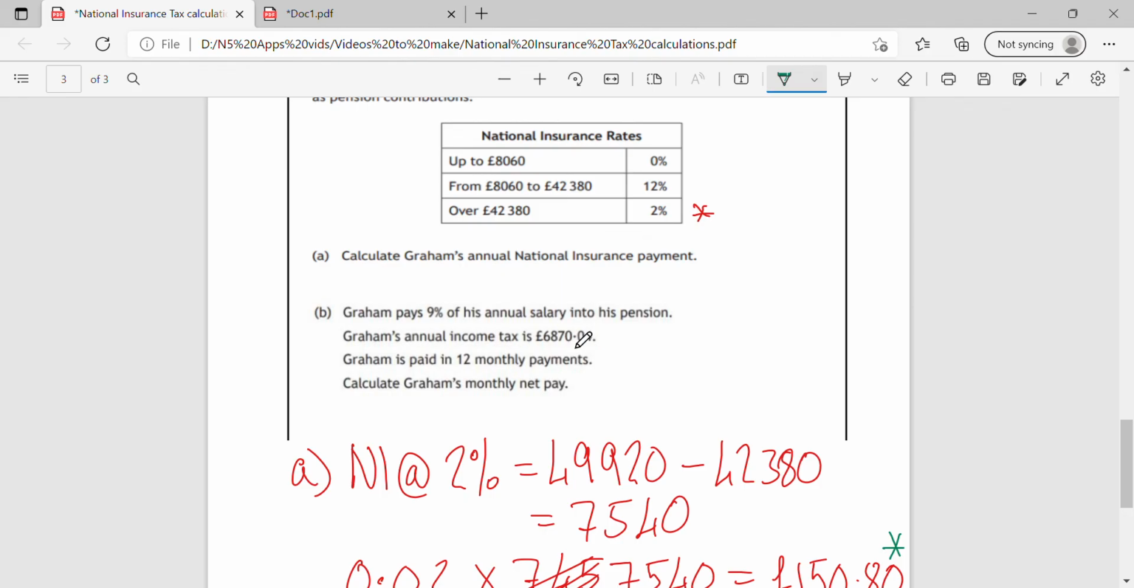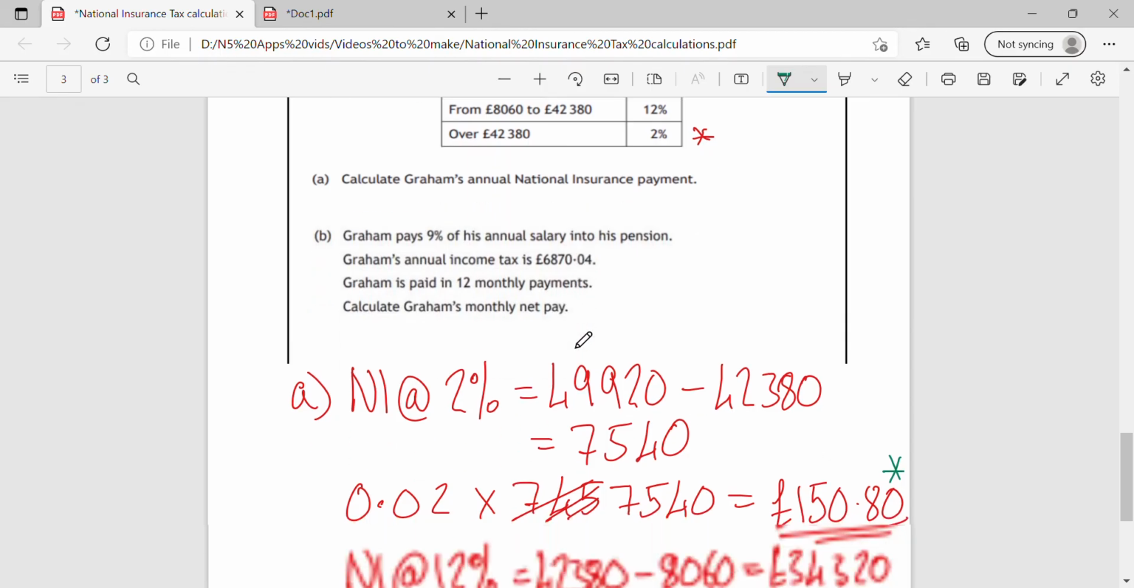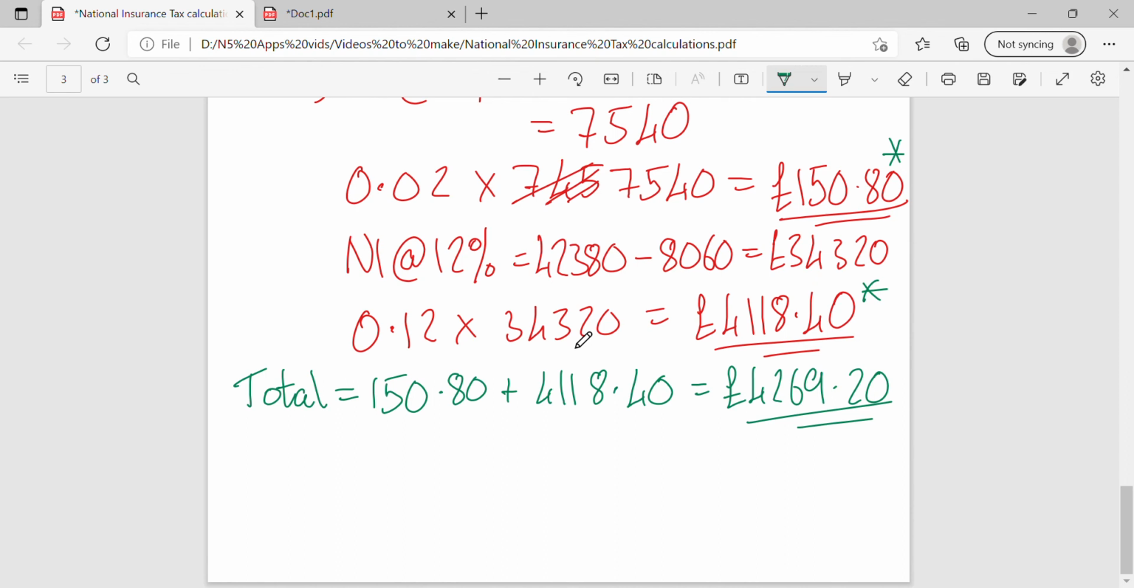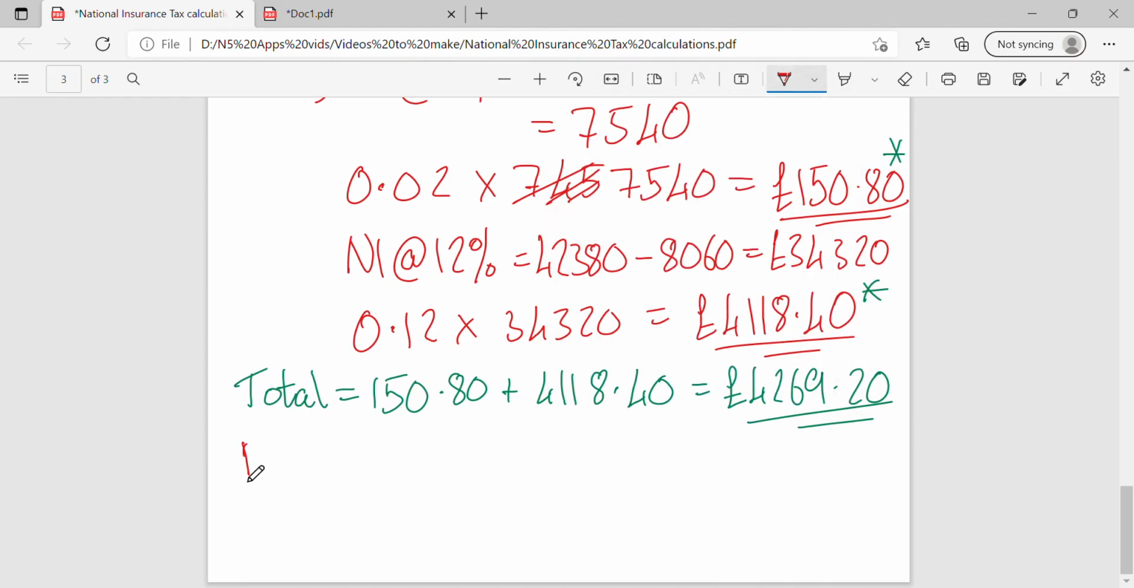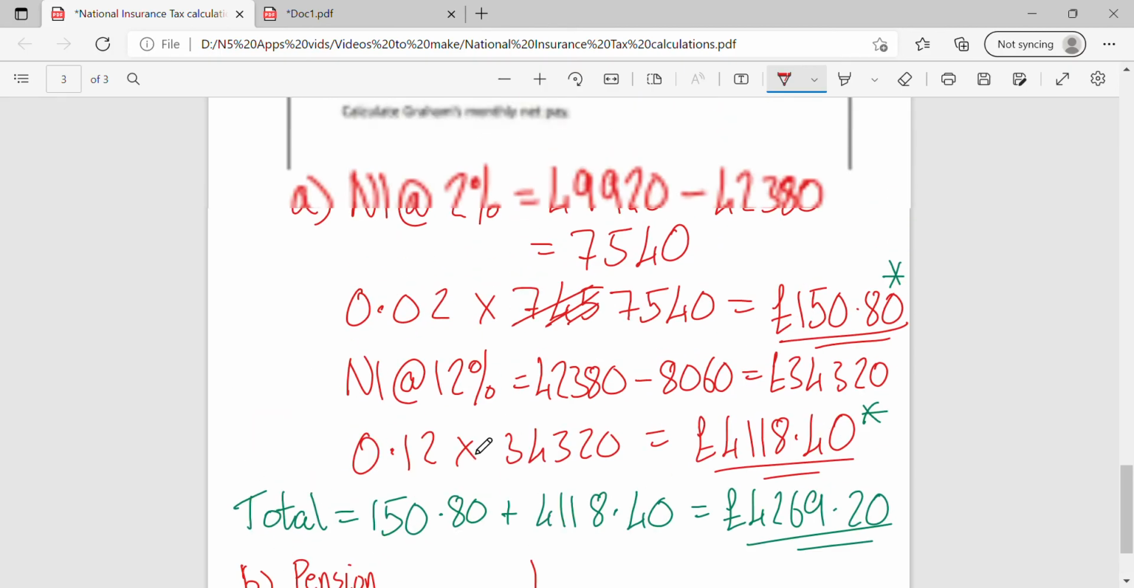It says he pays 9% of his annual salary into his pension. He's got an income tax of that amount there, and he's paid in 12 monthly instalments. What is his monthly net pay? So we need to work out his annual net pay and then divide that by 12. But what we're going to need to do is actually work out his pension first. So this is part B. And we need to work out what his pension is. I'll do that on the left. And then we need to work out what his net pay is and divide it by 12.